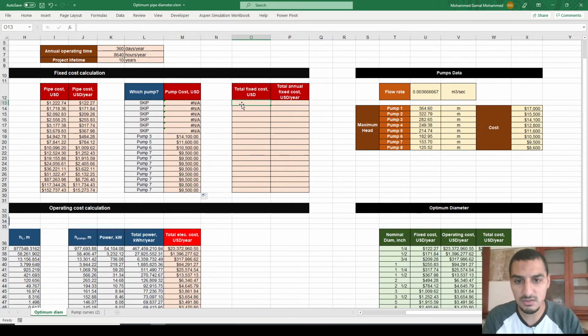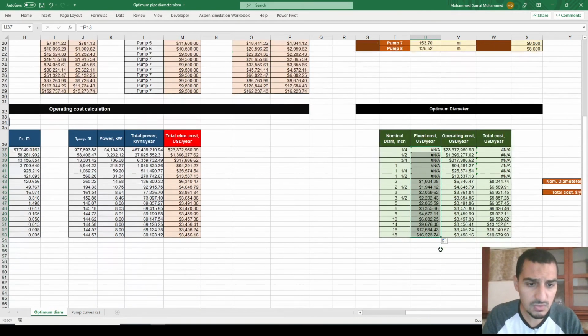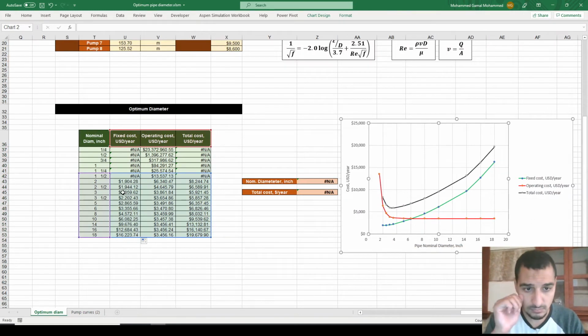Now finally, I'm going to calculate the total fixed cost, which is the pump cost plus the pipe cost. It's not the annual; it's the total cost. And finally, I want to divide this by the number of years, and click F4, so that I can have the annual cost. And finally, the fixed cost is going to be calculated from the total cost, not from the pipe cost. So now I have the data updated, I have the fixed cost, the operating cost, and everything is perfectly right.